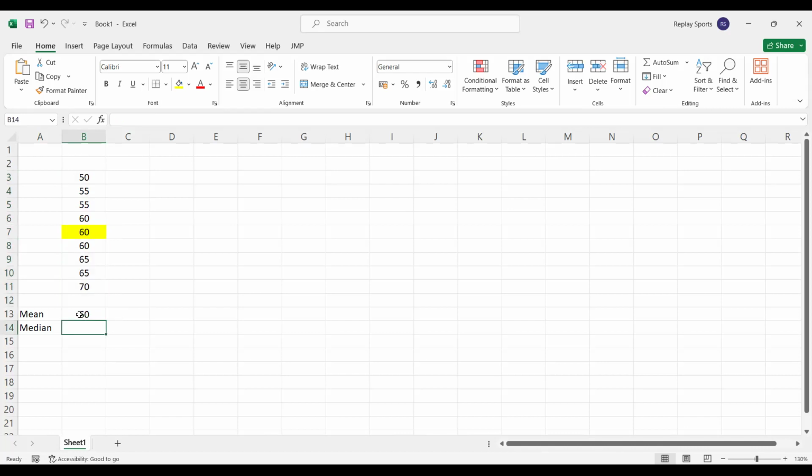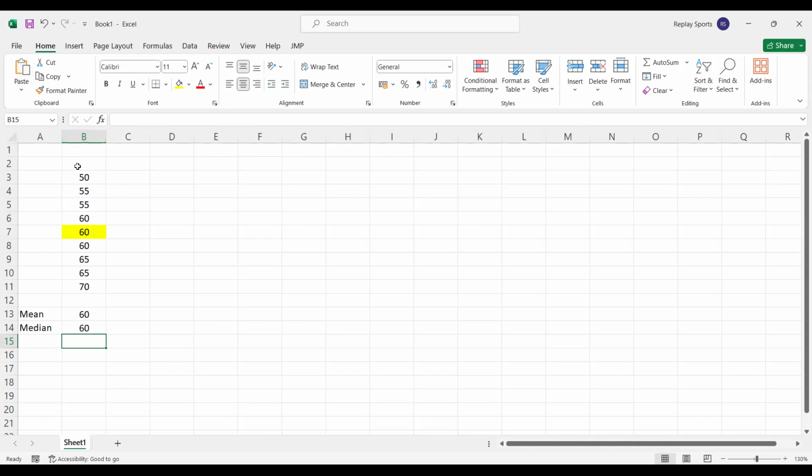So what is the median value? 60. So to calculate the median, first you have to arrange the values and then look at the middle value. Here we have 9 values, so we can easily figure out that the median value is the 5th one, because the 5th has 4 elements on the left and 4 elements on the right.